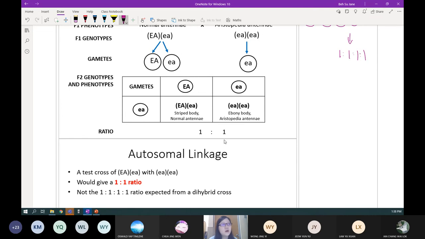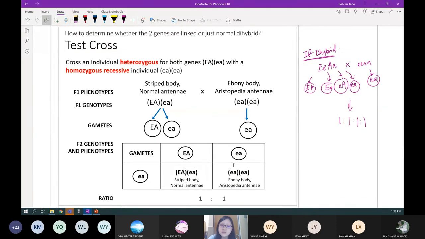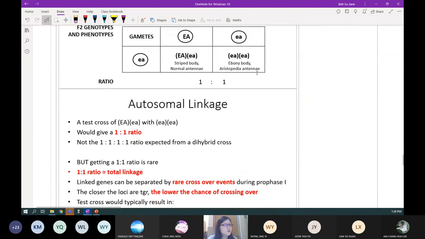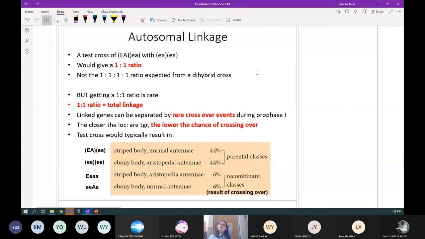So if you see the offspring has 4 phenotypes, you know this one is a normal dihybrid. If you see that there are only 2 types of offspring phenotype, and it's about a 1-to-1 ratio, you know that they are linked. But here comes the interesting part. The other thing that contributes to genetic variation is not just independent assortment, right? In this case, there's no independent assortment, but another thing can still influence. Crossing over can influence the arrangement of gametes.